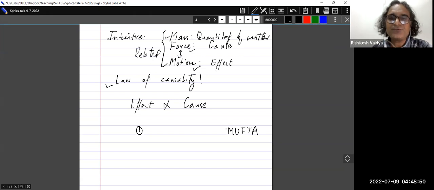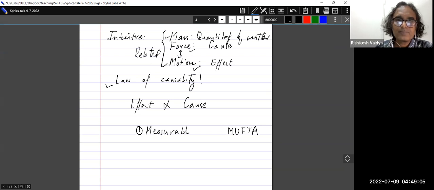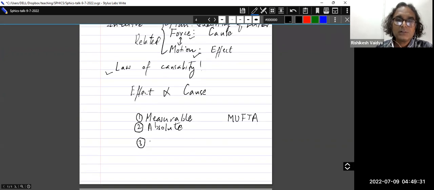MUFTA. What I mean by that is that the quantities that you define should be measurable, and the quantities which enter your law should have an absolute character. So A for absolute, M for measurable. And whatever law you hope to provide should have a fair amount of universality. So U for universality.